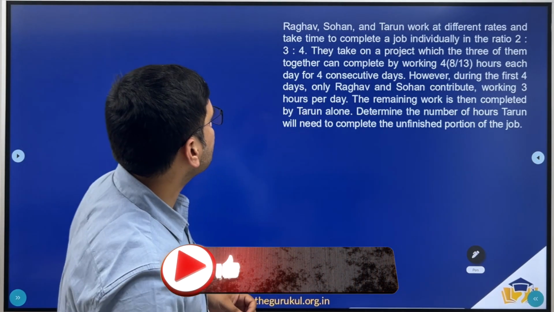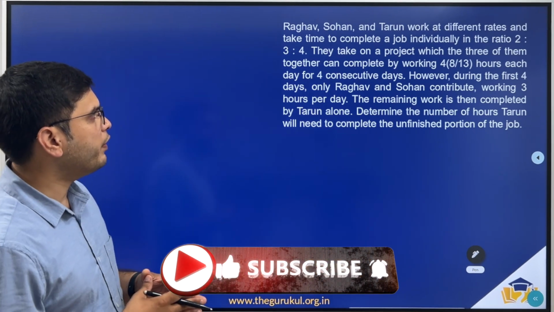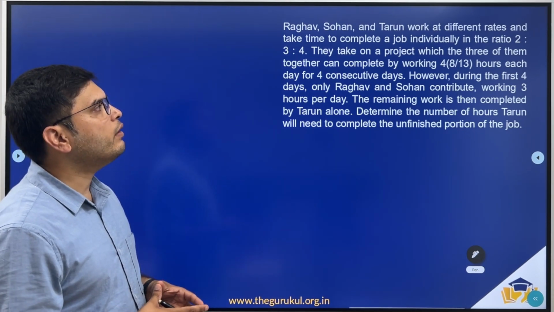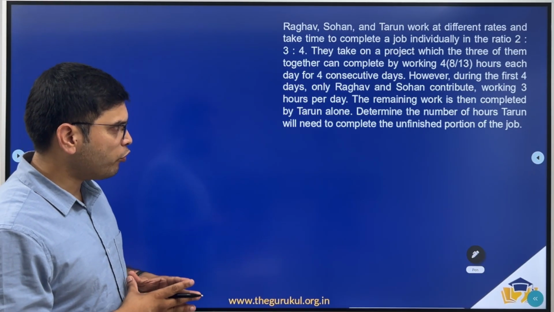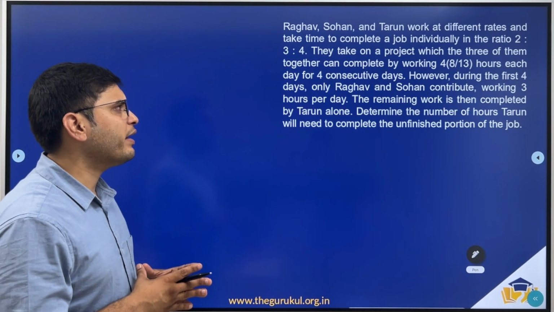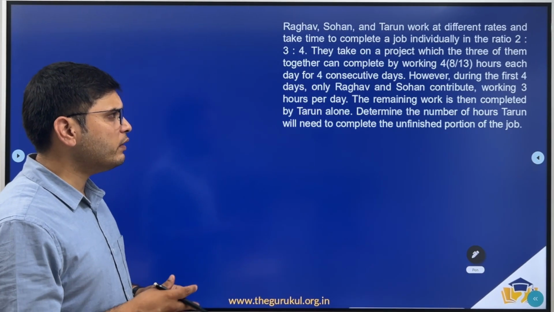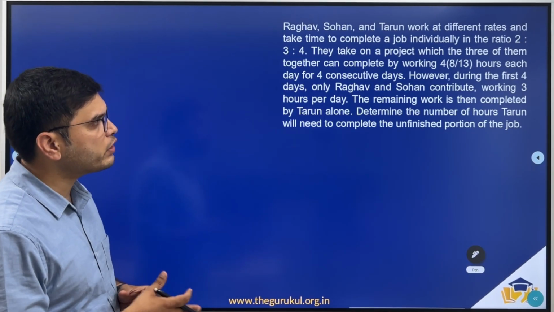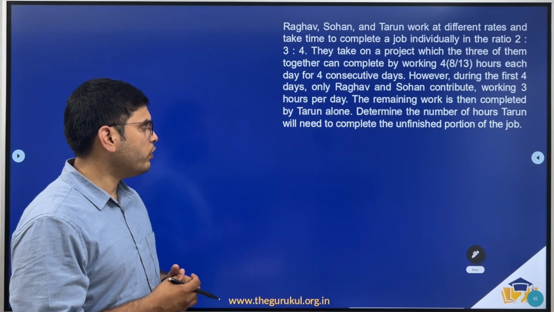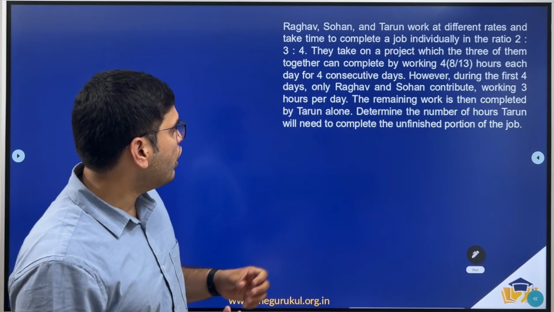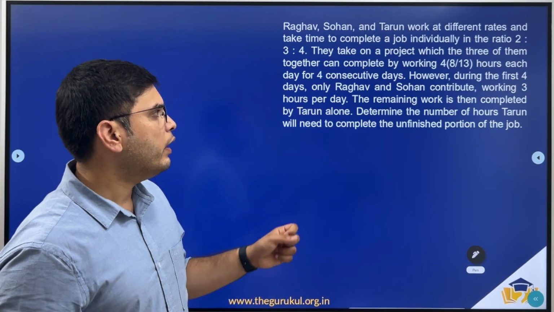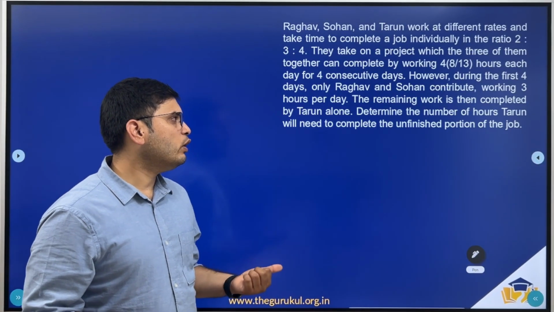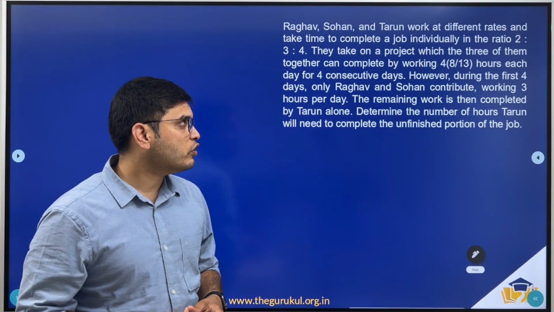Now coming to the second question, Raghav, Sohan, and Tarun work at different rates and take time to complete a job individually in the ratio 2:3:4. They take on a project which the 3 of them together can complete by working 4 8/13 hours each day for 4 consecutive days. However, during the first 4 days, only Raghav and Sohan contribute, working 3 hours per day. The remaining work is then completed by Tarun alone. Determine the number of hours Tarun will need to complete the unfinished portion of the job, right?